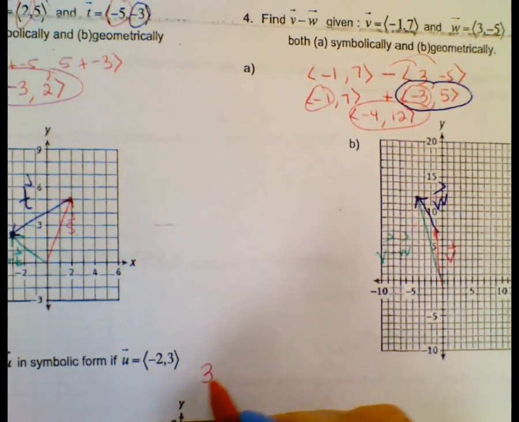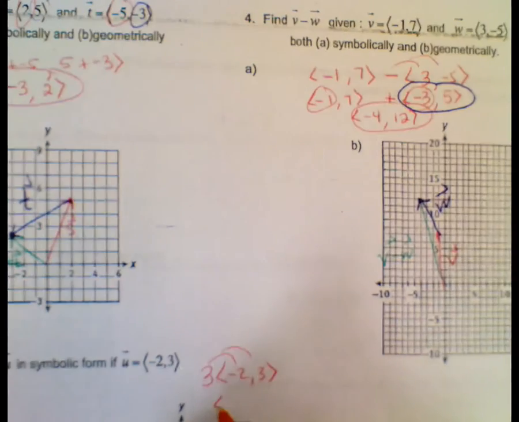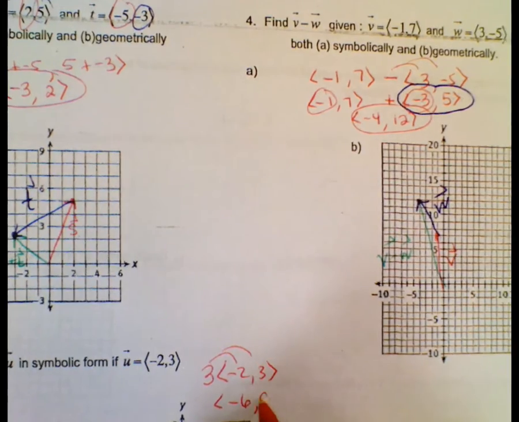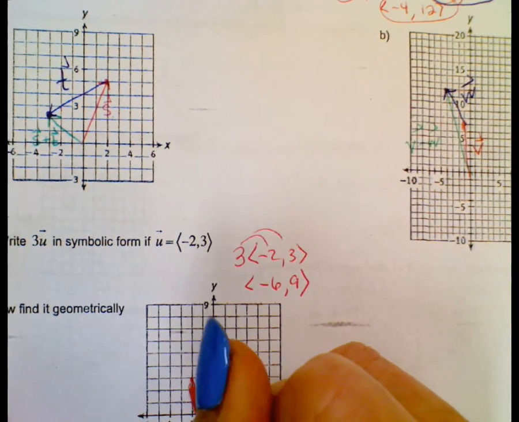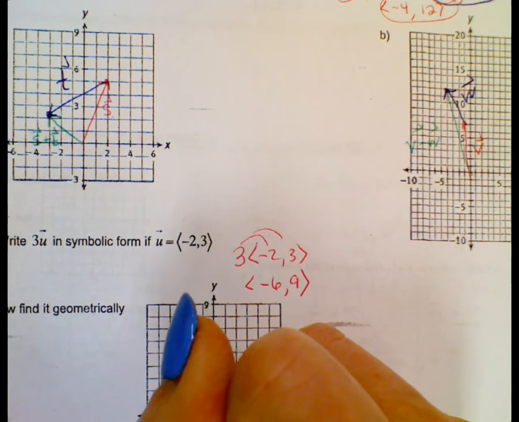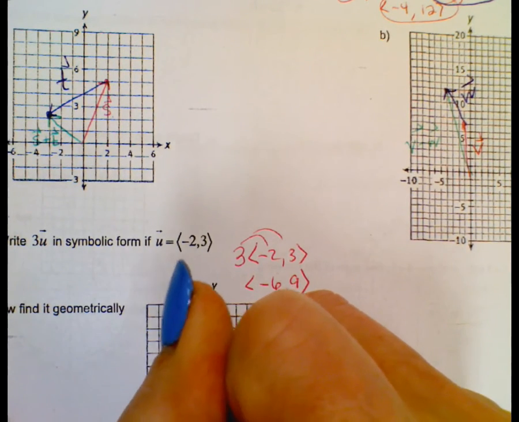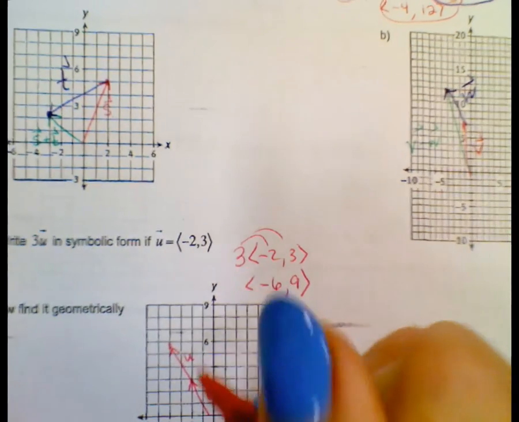So 5A, 3U in symbolic form would be 3 times -2, 3. So basically you are distributing the 3 with this. You're tripling each of the components for -6, 9. The way that you graph that is you go -2 up 3 once, and you draw a U. Then you do it again from tip to tail. 1, 2, 3. Do it again. U. I think I went too many on that one.